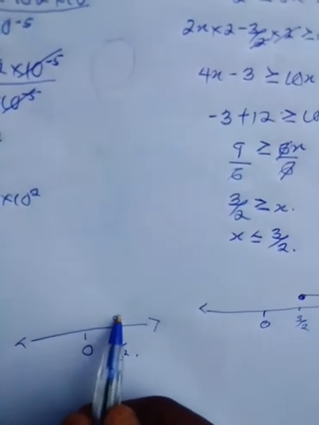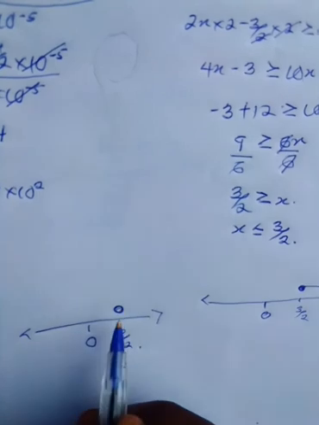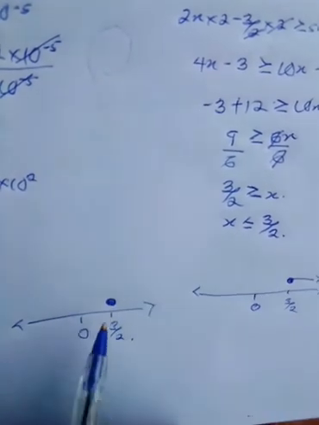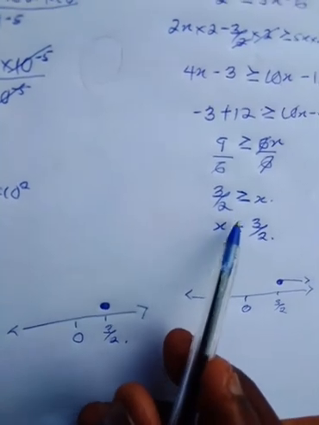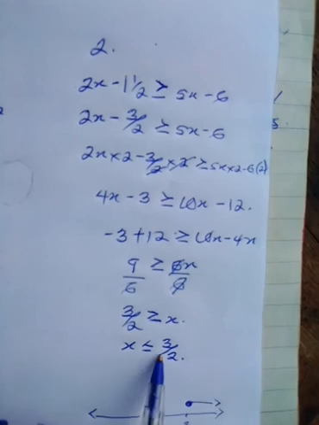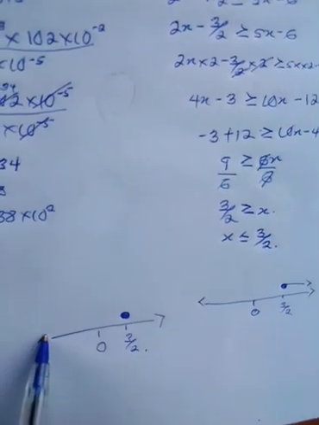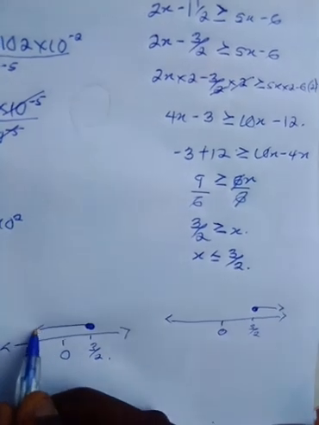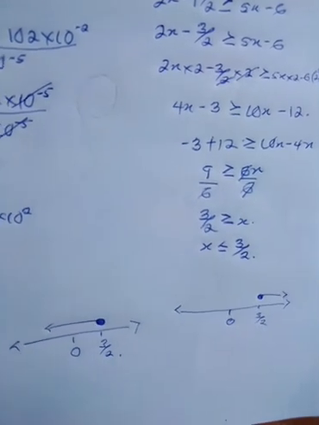So I have it here, this is my circle. Because it's less than or equal to, I have to dip it. And you bear with me, the sign goes this way. So here too, it goes with the sign. So you come here, then you put it there. So that's all.